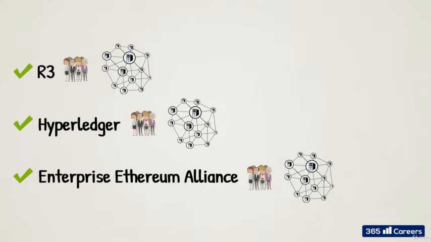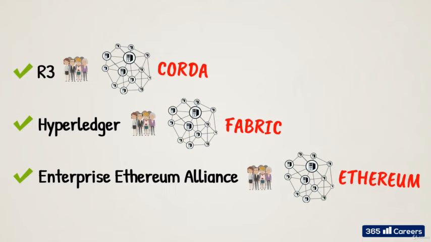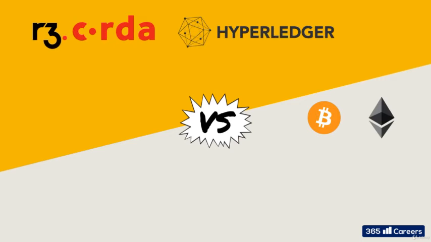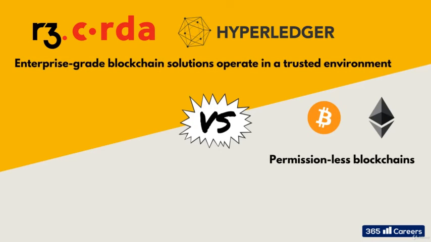R3's version of blockchain is Corda. Hyperledger's version is Fabric, and the Enterprise Ethereum Alliance, unsurprisingly, has chosen to focus its efforts on the Ethereum blockchain technology and build enterprise-grade applications upon it. The premise upon which Hyperledger Fabric, R3 Corda, and other private permissioned blockchain projects are built is that enterprise-grade blockchain solutions will operate in a trusted environment.